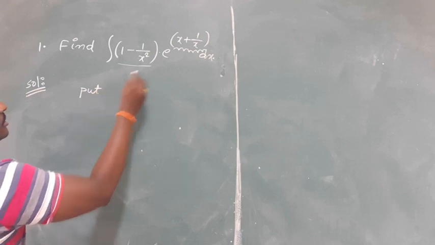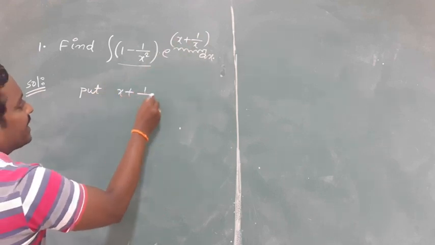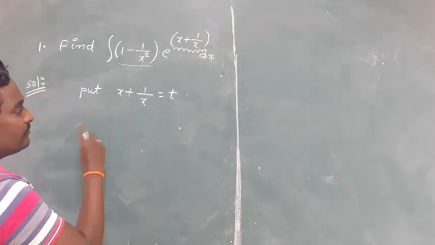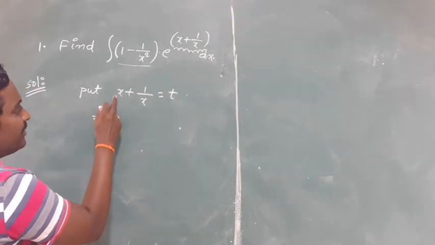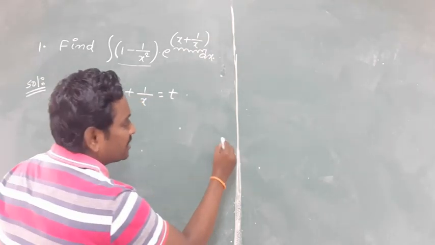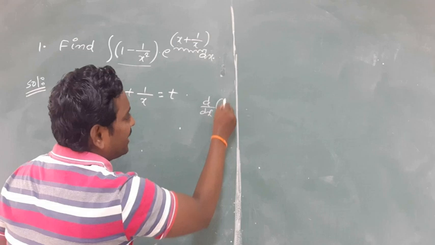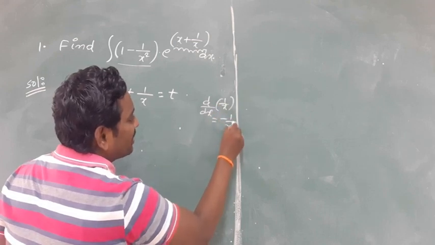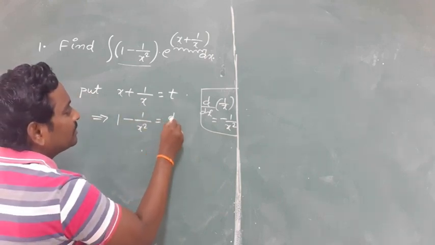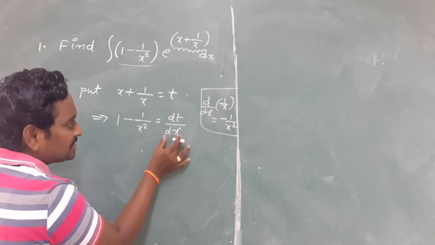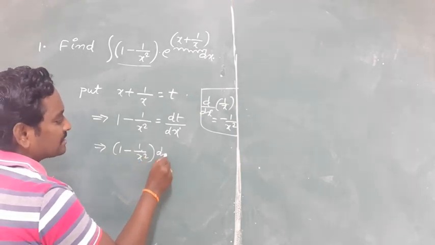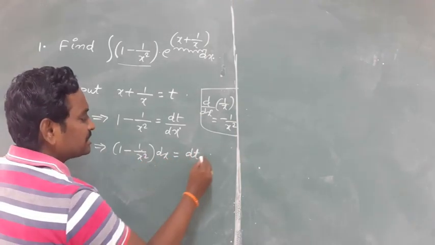In the solution, put x plus 1 by x is equal to t. You can simply say this term is t. Take the derivative with respect to x on both sides. Derivative of x with respect to x is 1. Derivative of 1 by x is minus 1 by x square. Already we know that differentiation of 1 by x is minus 1 by x square. According to this formula, you will get 1 minus 1 by x square is equal to dt by dx. Take this dx term to the left hand side. So you will get (1 minus 1 by x square) dx is equal to dt. You can write this step directly, no problem.